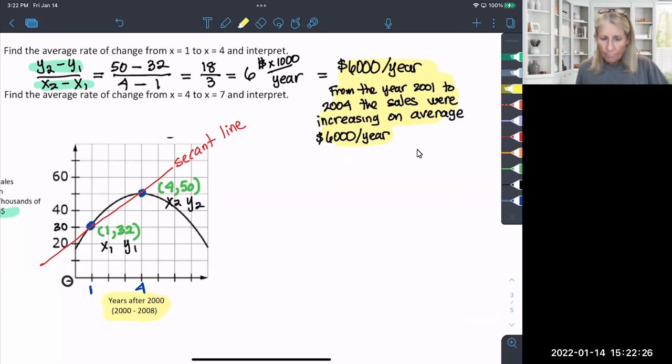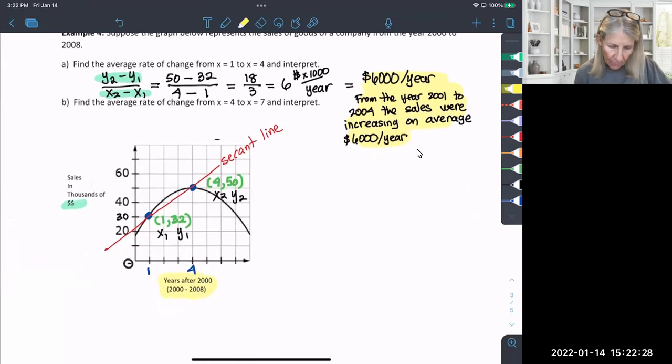All right, so it would be good for you to pause and find part B, the average rate of change from 4 to 7, and I'll pop the answer in here so that you can check it. Again, our answers could vary a little bit depending on the y values you choose, but we'll get something around the same answer, okay?